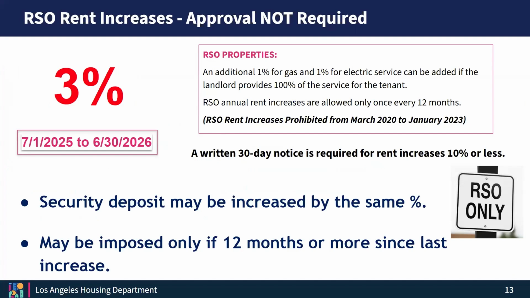The rent increase right now from July 1st, 2025 to June 30th, 2026 is 3%. For RSO properties, the landlord can charge an additional 1% for gas and an additional 1% for electric service if the landlord is paying the tenant's gas and electric utility for their unit. RSO annual rent increases are allowed only once every 12 months. Rent increases were prohibited from March 2020 to January 2023. Actually, that should be January 2024.